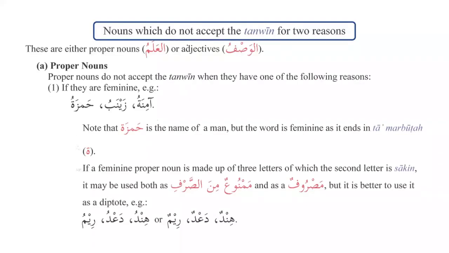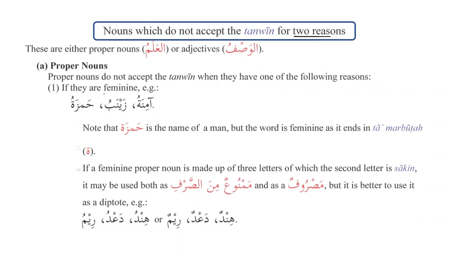Now we will look at the nouns which do not accept tanween for two reasons. First, we have seen the nouns that do not accept tanween for one reason, and now we will have a look at the nouns that do not accept tanween for two reasons. Number one, proper nouns, and they do not accept tanween.